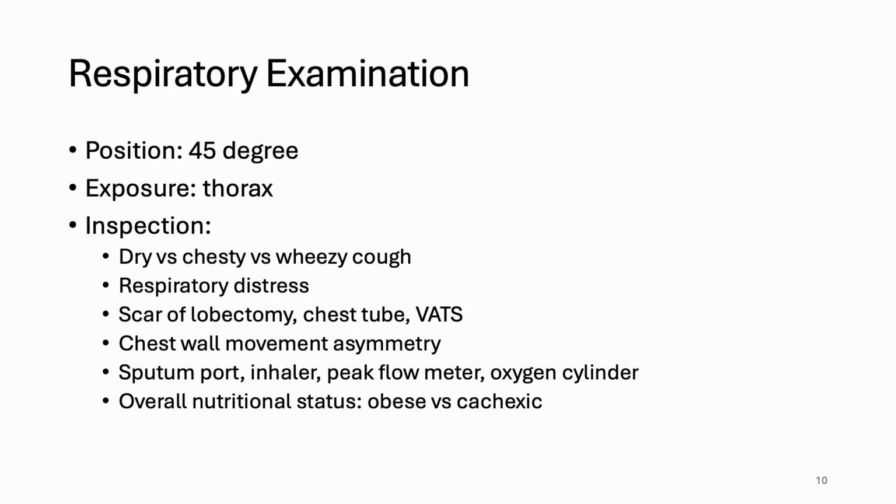And look at the chest wall movement, whether there's asymmetry. Look for a sputum pot, inhaler, peak flow meter, and oxygen cylinder at the patient's bedside. And note the patient's overall nutritional status, whether the patient is obese or cachectic.